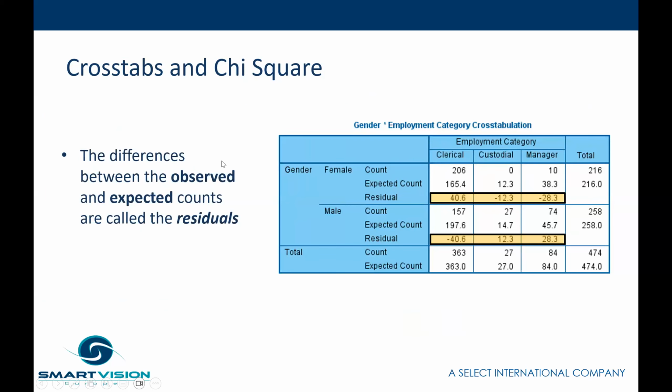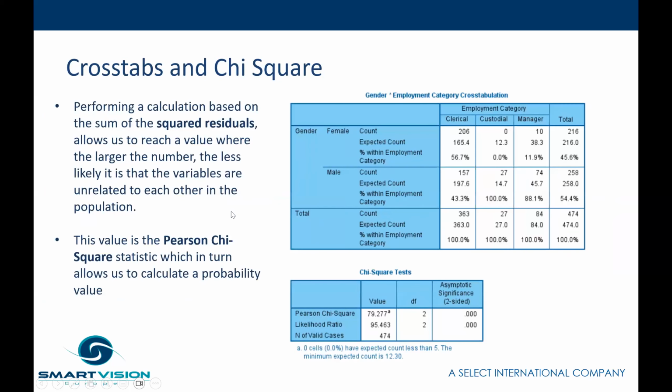A residual of minus 3 is therefore going to become 9 if it's squared. And that's where the chi-square bit comes from. So if we add up all the squared residuals, that's going to reach a value where the larger the number, the less likely it is that the variables are unrelated to each other in the population, because we're seeing bigger differences between the observed and expected.